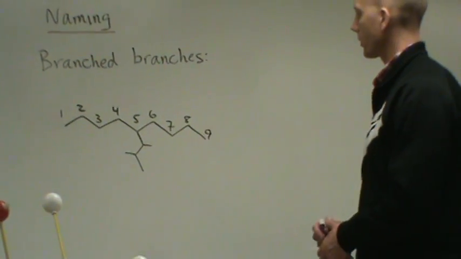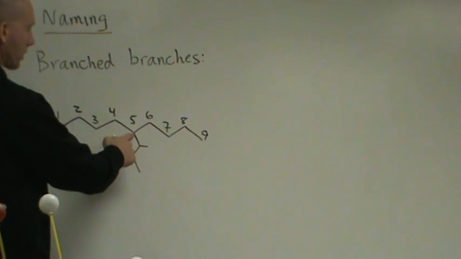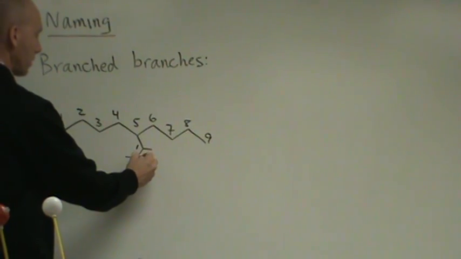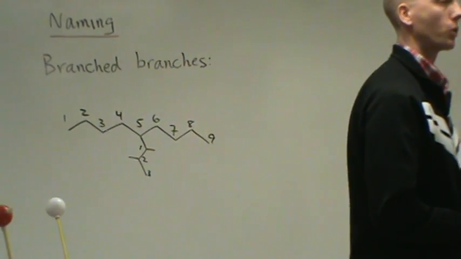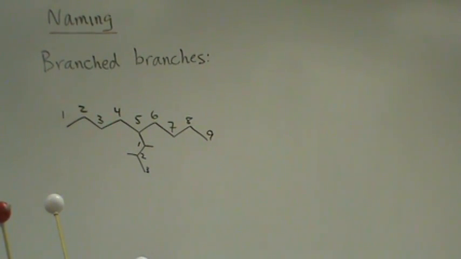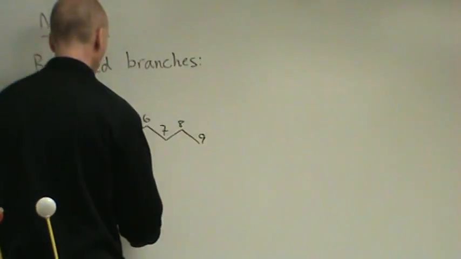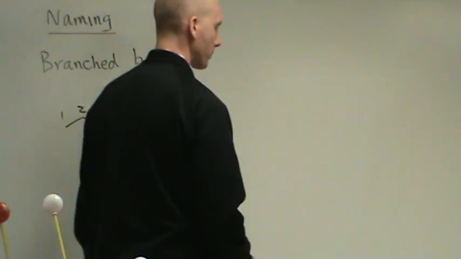So if you look, the longest part of this branch from this connection point, let's put some numbers here, 1, 2, and 3. So the root part of this branch is 3 carbons long. And what's a 3-carbon branch called? Propyl. So this thing here is a propyl group.